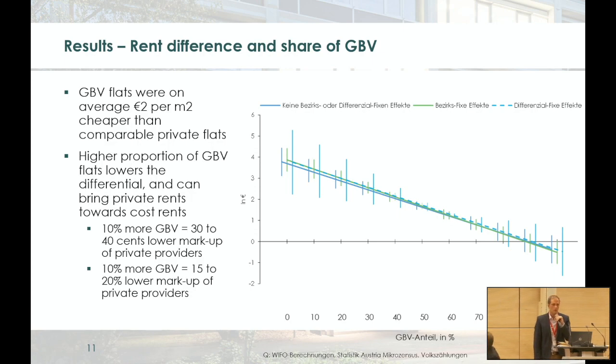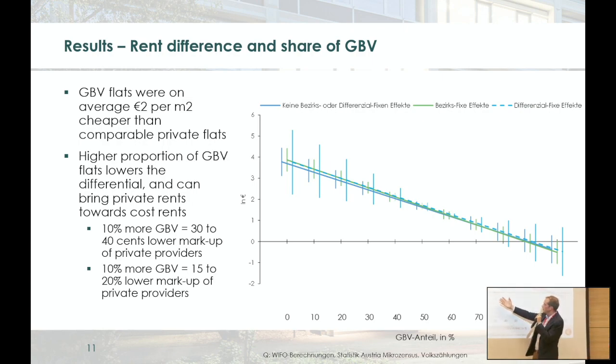I will present you the results, and this is maybe the key result of the study. We see plotted here different shares of non-profit GBV, limited-profit housing associations, compared to the private market. So 0 would be no non-profit housing, 50 would be an equal share of non-profit and for-profit housing in the region, and 100 would be a market that is only full with non-profit housing associations. Here you see the markup that I was talking about before. On average nationwide, the share is somewhere here, below 50%. We have roughly a €2 markup by which comparable private units are more expensive than non-profit units.